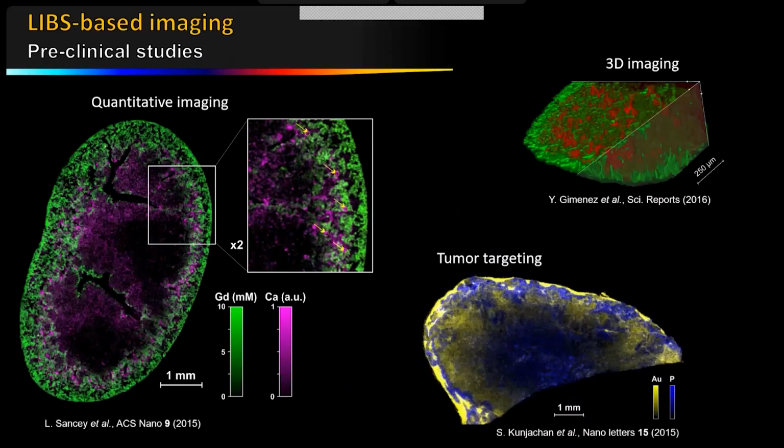Some other examples of preclinical studies. We were also able to make quantitative imaging. In this case it was gadolinium.